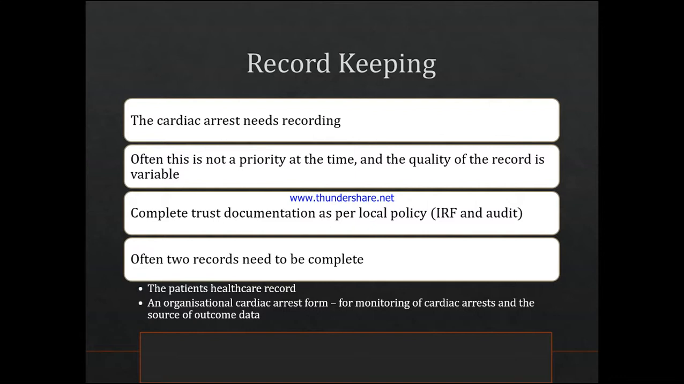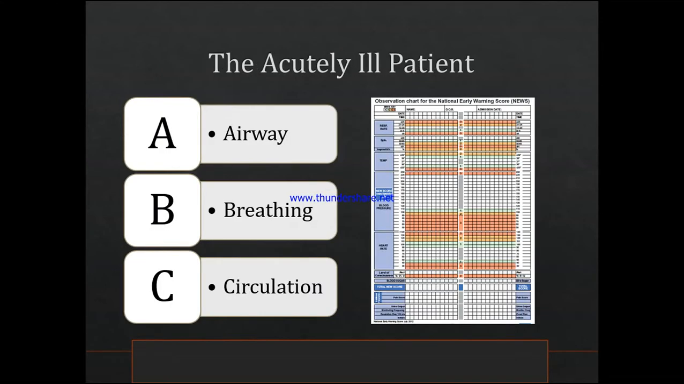And it may vary. Often there may be 2 records needed to complete, but patient records within trusts vary greatly. So I don't want to go into that too much. But what I really want to start to do is to talk about the nitty-gritty of the actual ABCs of basic life support, BLS, basic life support, ABCs.